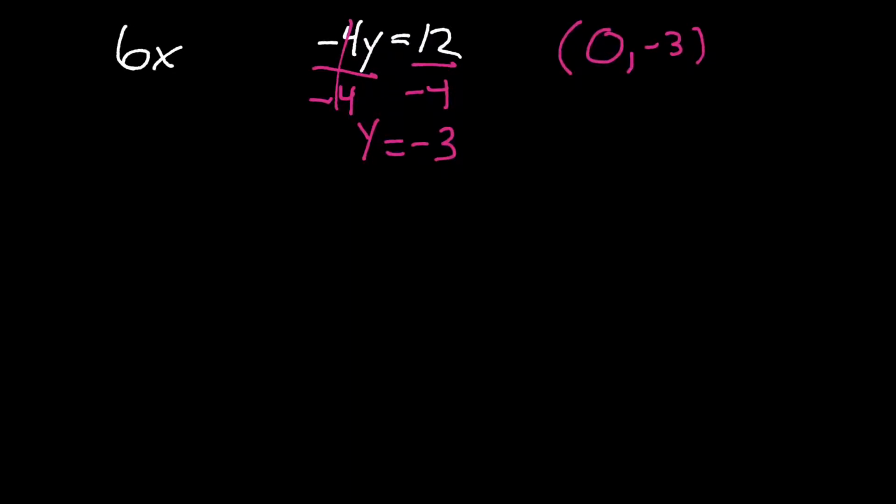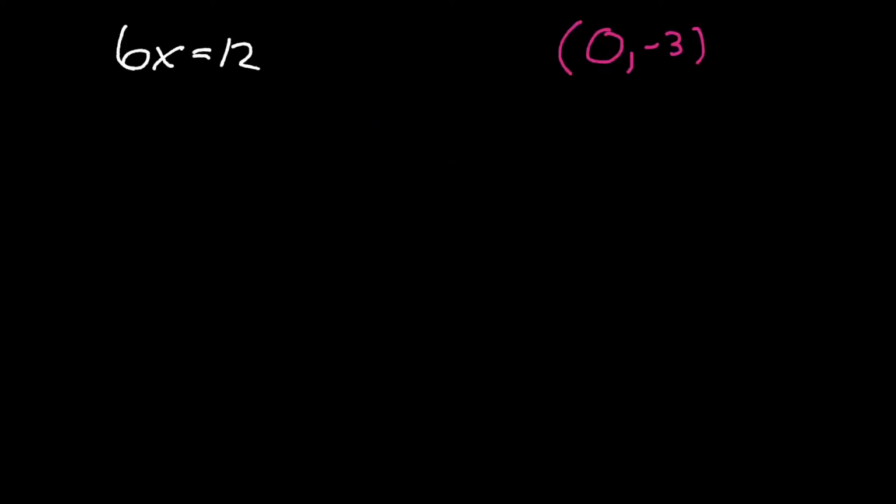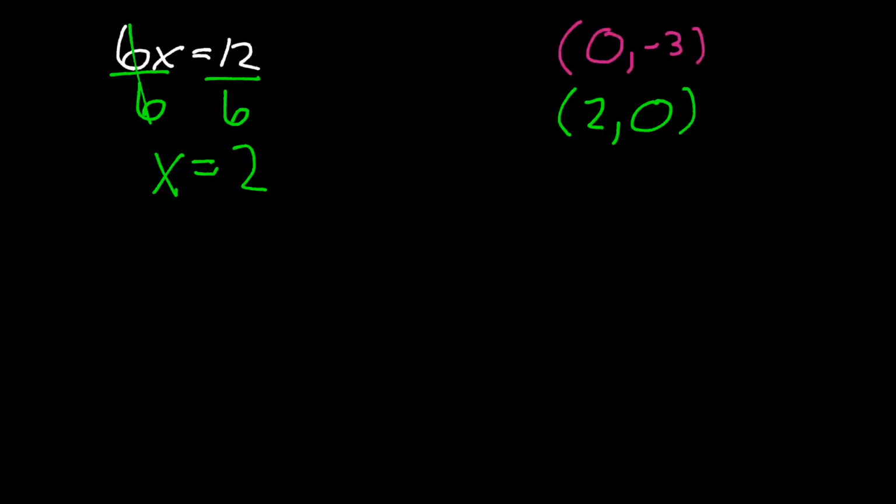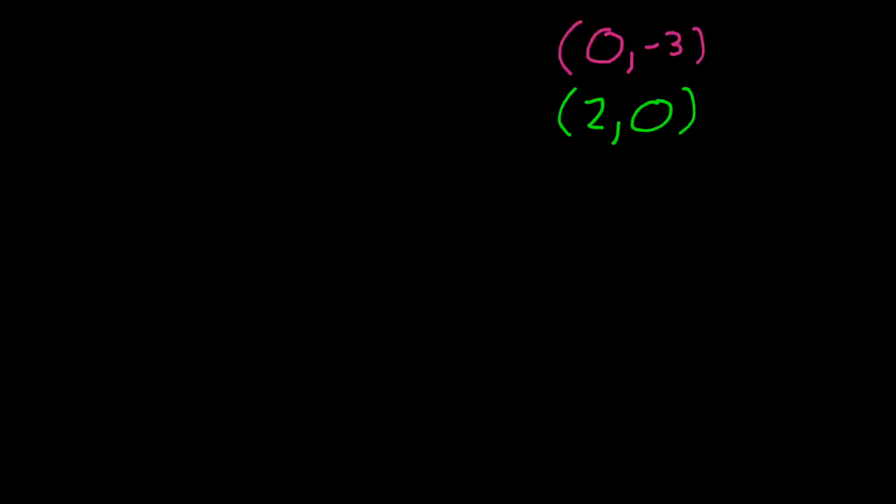Alright, now if I were to get rid of the 4y and just keep the equals 12, I'll throw that on my 6x there. If I want to solve for x, I need to divide by 6. That's going to give me x equals 2. And my x-intercept will be 2, 0. Okay, now I have my 2 points, so I can solve for my slope.